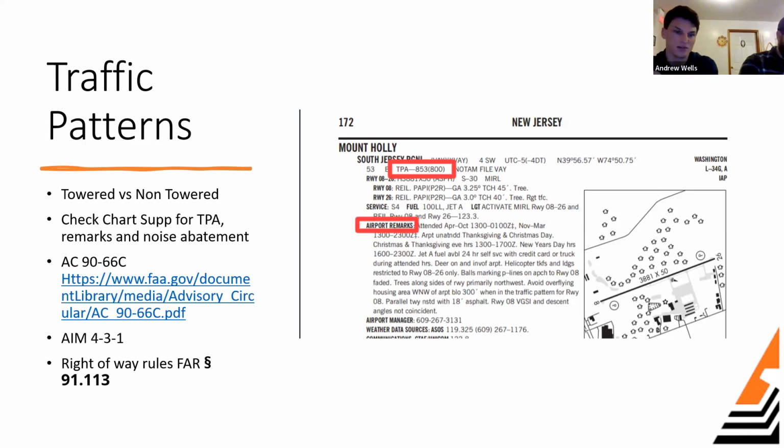Right. And then we also have some resources. There's an advisory circular about traffic patterns that goes more in depth into it. You could also check the AIM Part 4-3-1 for some more information, and FAR 91.113 for the right-of-way rules. And that's all I got for that.